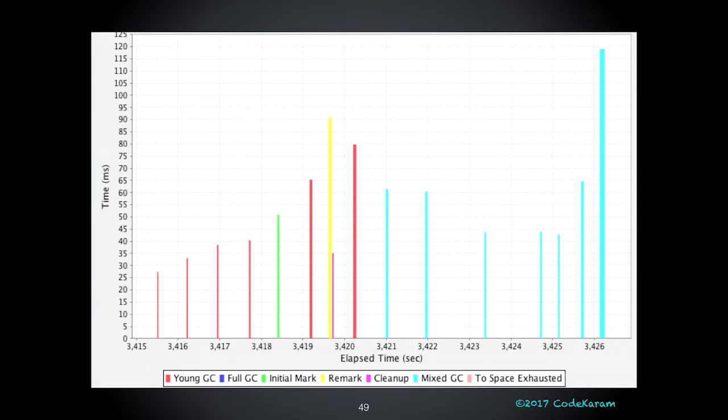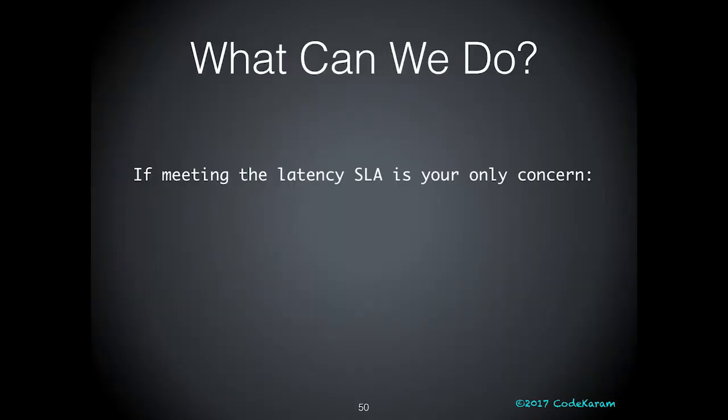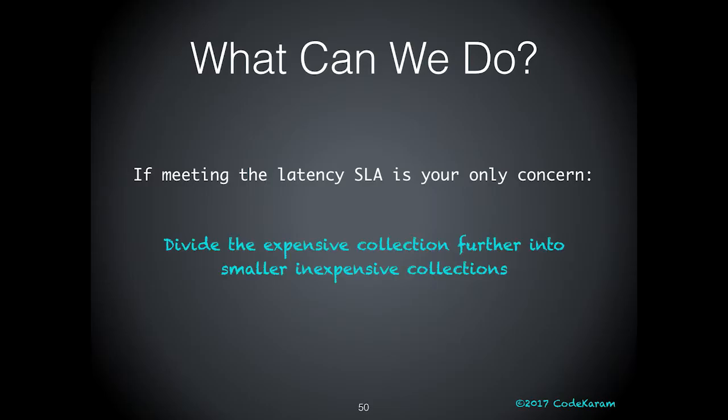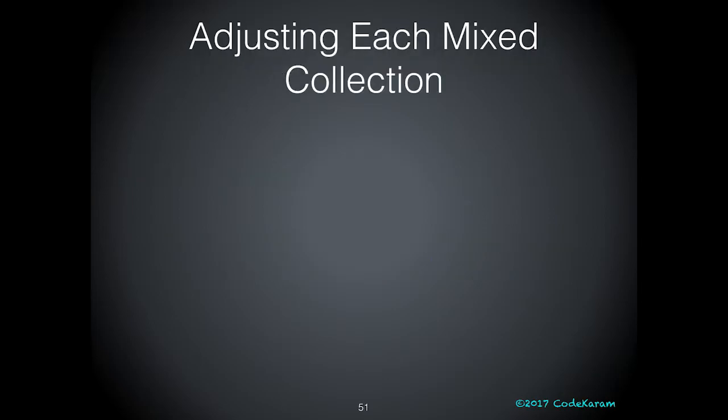So for example, here, you see all the collections are less than 100 milliseconds, except for the last one here, this one, right? So if just bringing it down is the only concern, then you can divide the expensive collection. You had only one expensive collection, right? So you can divide your expensive collection further into smaller, inexpensive collections, okay? So how do you know, first of all, what I need to do next, right? So there's an option called print adaptive size policy, and you'll have to go look at the log, all right?